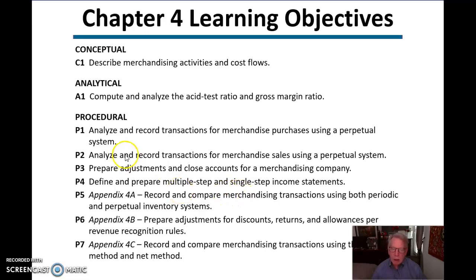We're going to look at some fairly sophisticated concepts using perpetual inventory system and then our periodic inventory system. And lastly, we will take a look here at the multi-step and single-step income statements and record the transactions under both the periodic and the perpetual inventory system. And I think you're going to like this.